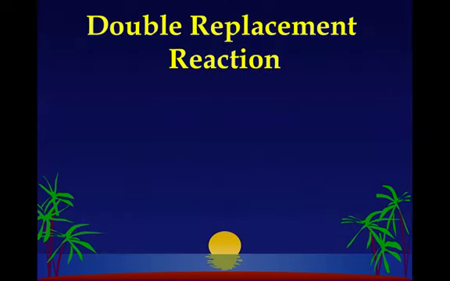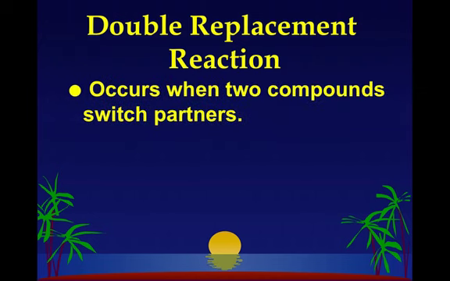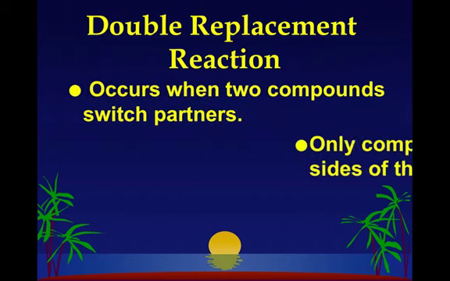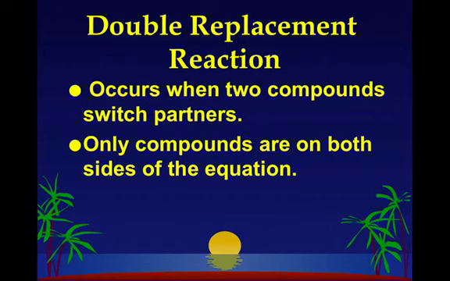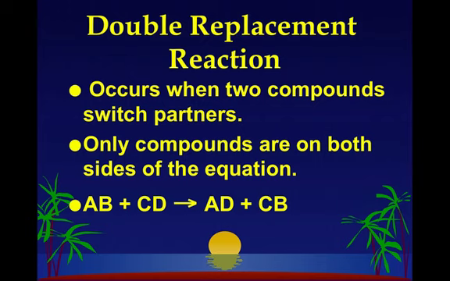A double replacement reaction occurs when two compounds more or less switch partners. It's really easy to recognize because this has only compounds on both sides of the equation. Frequently these will be ionic compounds or possibly an acid, but look at the way these work. AB plus CD yields AD plus CB. They've traded dance partners. Also notice that A and C are written first and B and D are written second on both sides of the arrow.